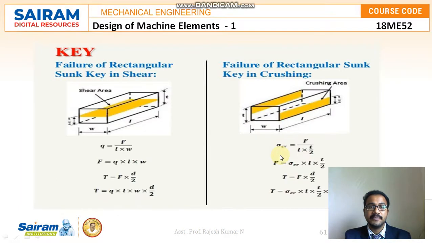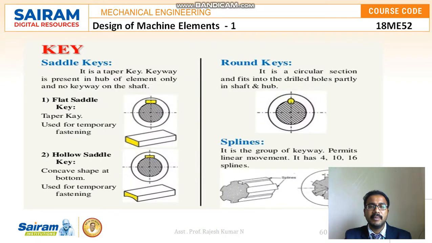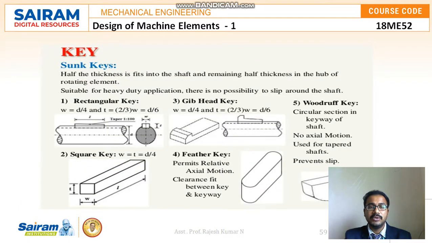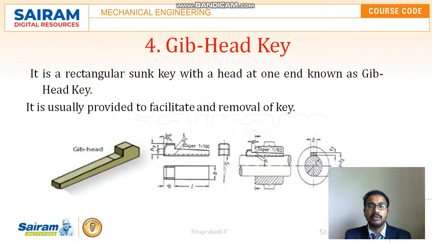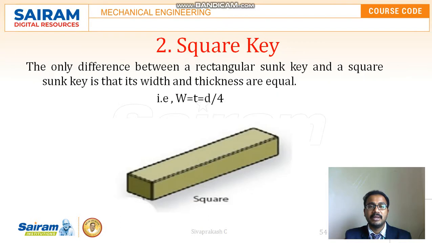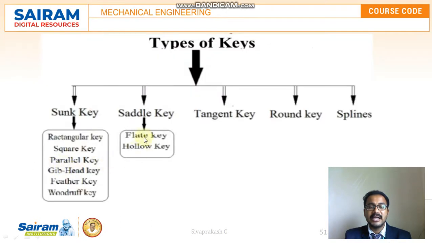You can see this. And the remaining things we'll discuss in the coming videos. So in this video we discussed the different types of keys in both categories: parallel, square, rectangular, and all the other things. And we also discussed the saddle keys, because the saddle key is a temporary kind of key we use.